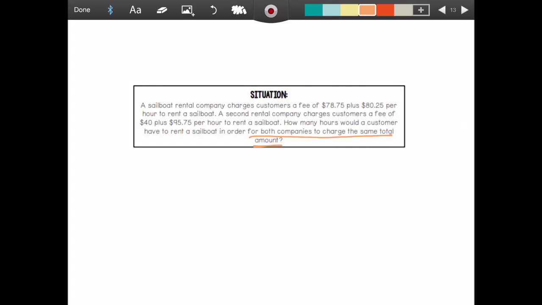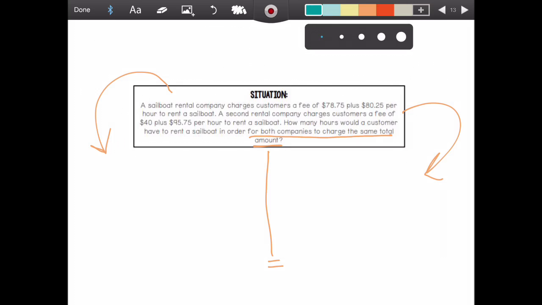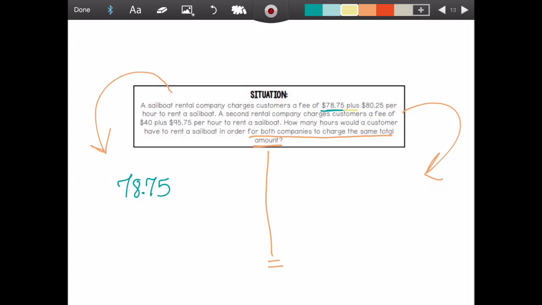So that tells me that I'm going to set both of these companies equal to one another. On this side, I'm going to have sailboat company number 1, and on this side, sailboat company number 2. Let's break down each scenario and get the left side and the right side of the equation. The first sailboat company says they are going to charge customers $78.75 no matter what. Then it says plus, which is a pretty simple operation, meaning addition.